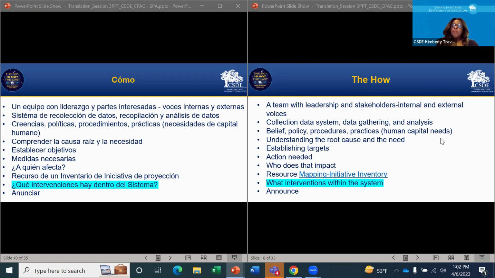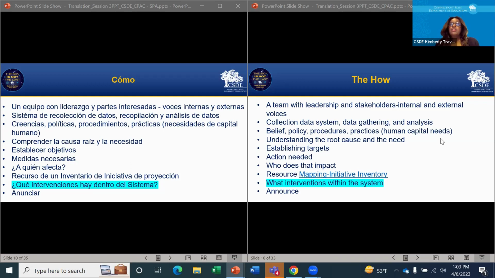And we also have to think about what the human capital need is. So what do the teachers need? If we're talking about classroom management, what is it that we actually need to help them with? And also giving them the opportunity to be able to work with other teachers and educators so that they can actually learn from each other.